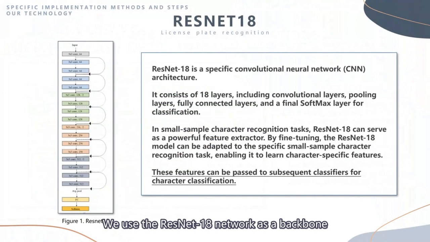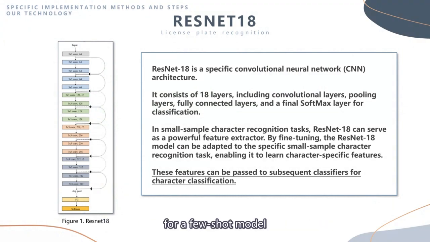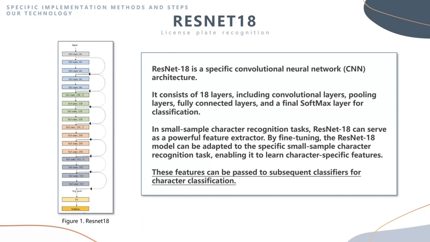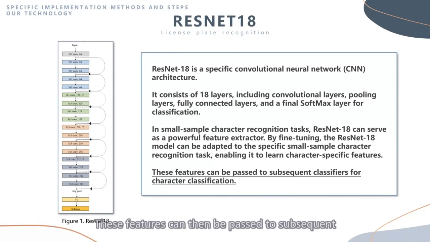We used the ResNet-18 network as a backbone for our few-shot model. The ResNet-18 network is a specific convolutional neural network, or CNN. In small sample character recognition tasks, the ResNet-18 network can serve as a powerful feature extractor. These features can then be passed to subsequent classifiers for character classification.